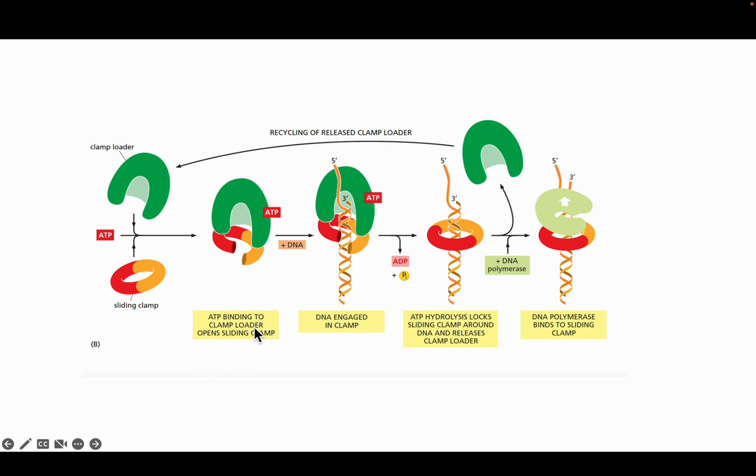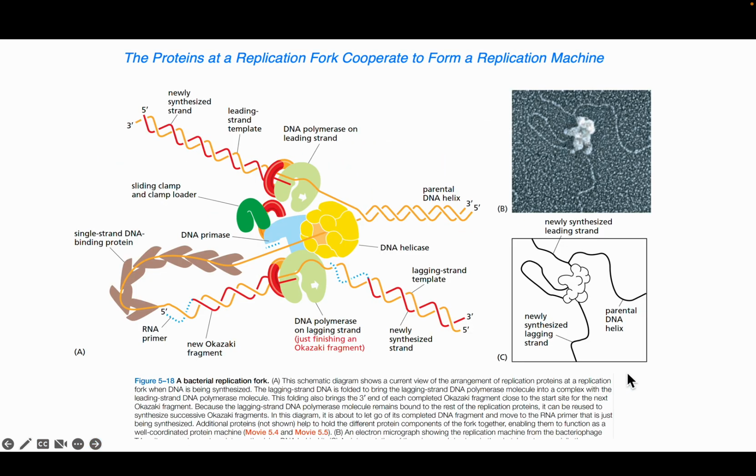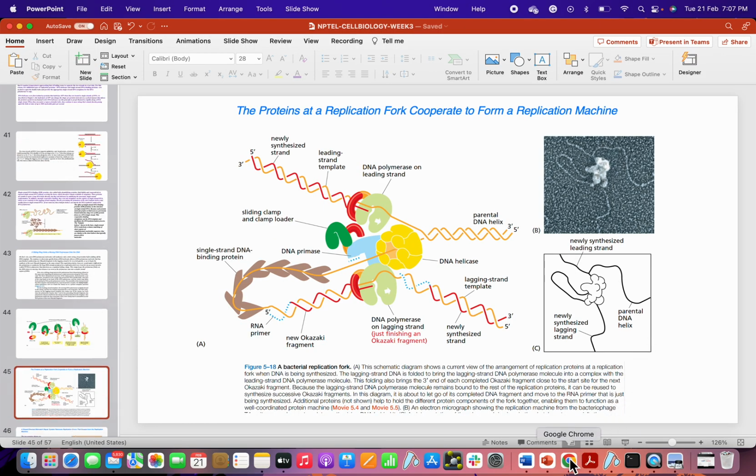So, ATP binding to the clamp loader opens the sliding clamp. At first the sliding clamp is closed. When ATP binds with the clamp loader, it will open it. DNA is engaged in the clamp, and again ATP hydrolysis locks it. Then if DNA polymerase binds, the clamp loader is recycled back, and the sliding clamp will hold and slide the DNA polymerase through the DNA. So at the site of the replication fork, different other proteins also come and eventually form a replication machine.